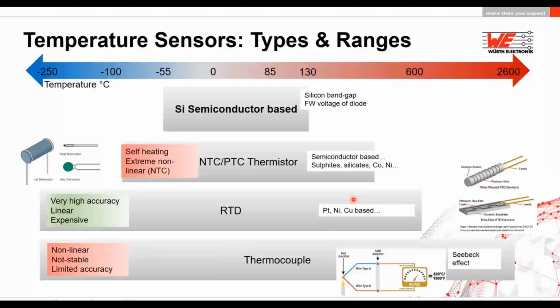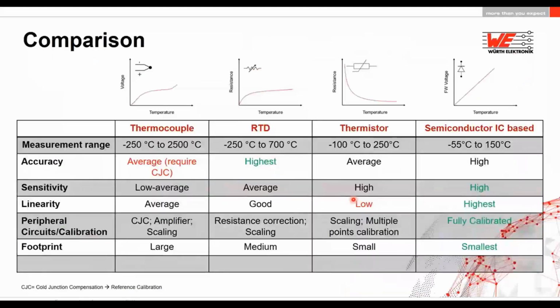Here is the comparison of all of the temperature sensors I discussed in the previous slide. You can see that, for example, the thermocouple's accuracy is limited because they require cold junction compensation, which means knowing the temperature of your cold junction. So your reference temperature limits your accuracy at the end. On the other hand, the RTDs have the highest accuracy. Also, the semiconductor-based sensors can now reach a very high accuracy.